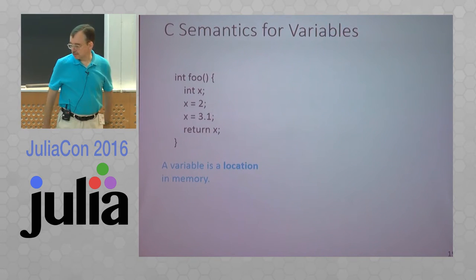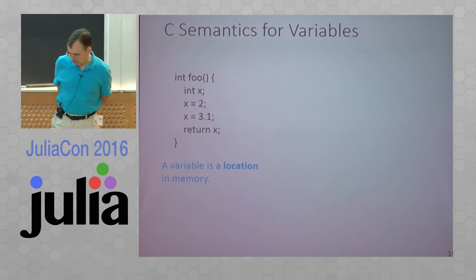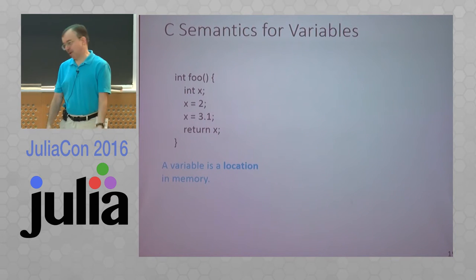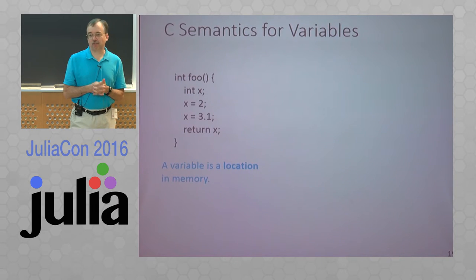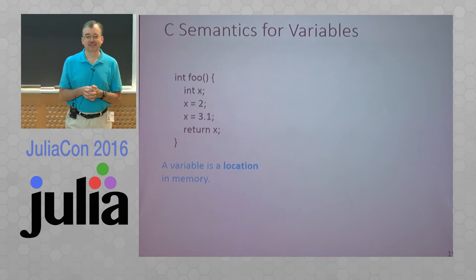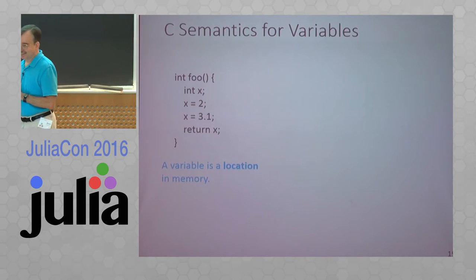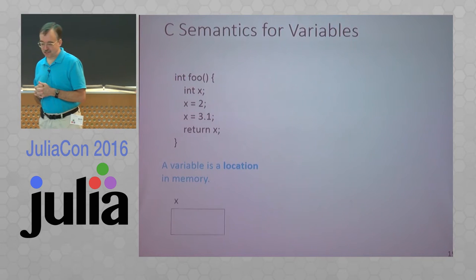Now, semantics for variables. A lot of people come to this Julia workshop, and you may wonder why I am talking about C. The reason is that a lot of people come from a C background or Fortran background, or does anybody program in Algol? Those languages have very different semantics for variables.